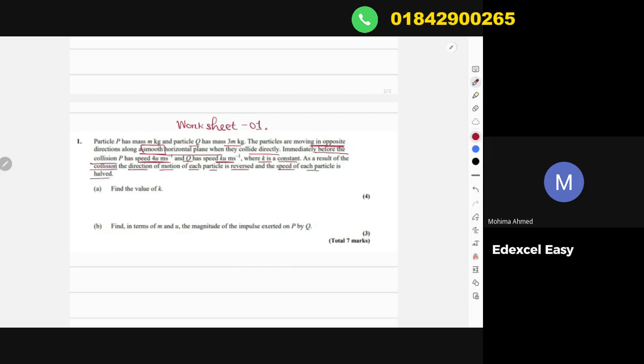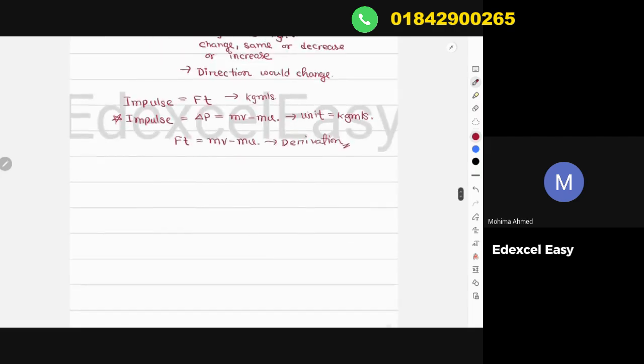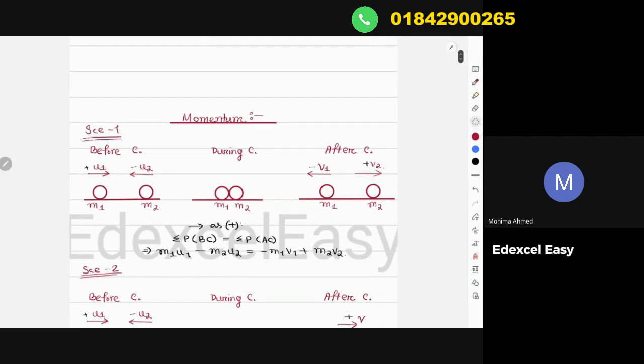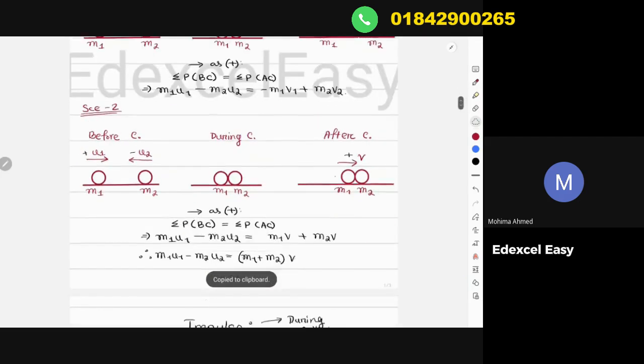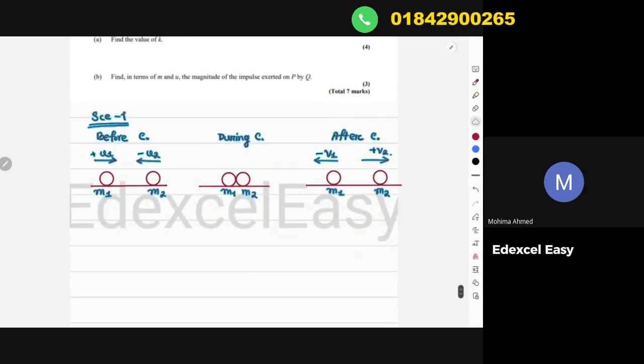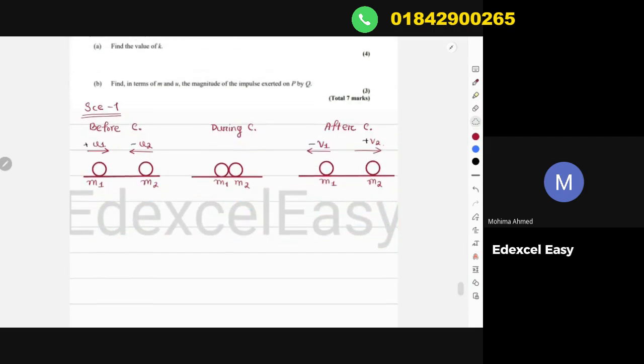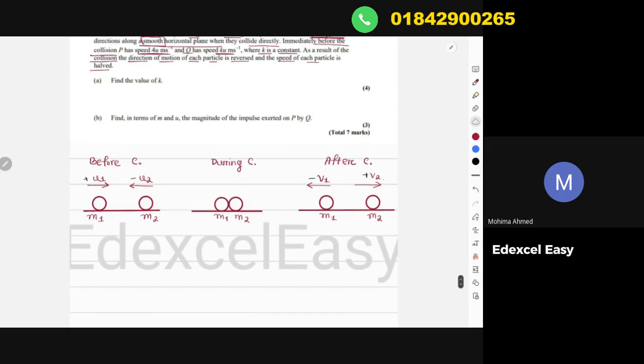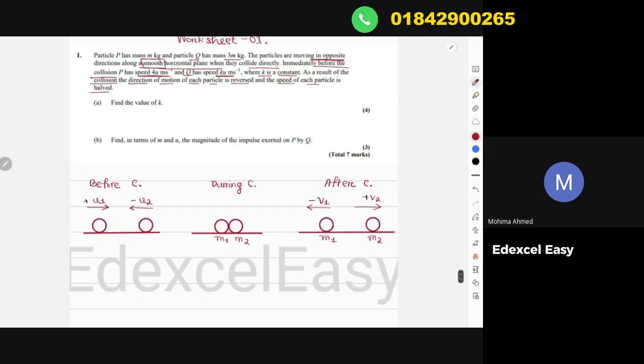Okay, they have a lot of things to explain, so we will first draw a scenario for them. Now this is before collision, during collision, after collision, right? To be honest, for this maths, during collision will be needed as they have asked for the impulse in part B. Now it says that, for example, initially this is P and Q.